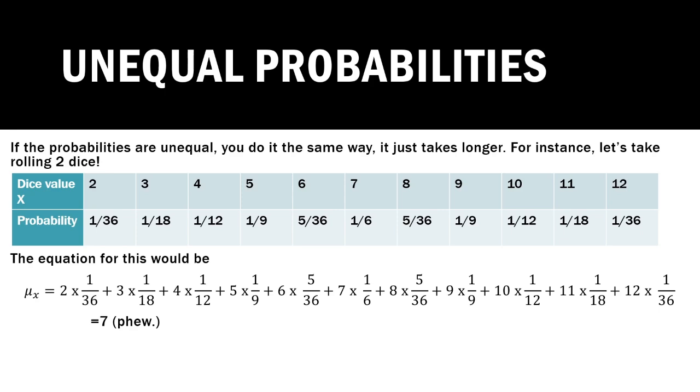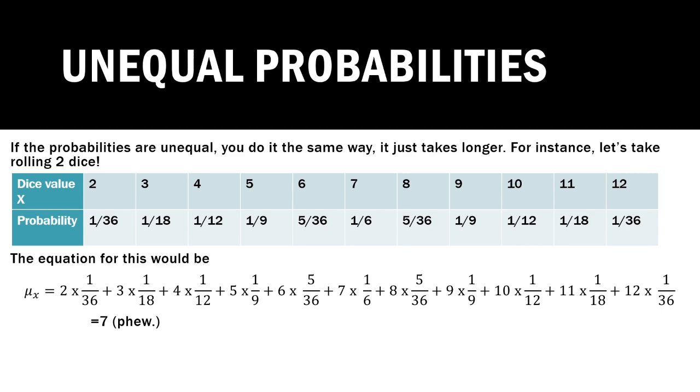If probabilities are unequal, it's going to be done the same way. It's just going to take a little bit longer, and we don't get to compact it. So let's take rolling 2 dice. Obviously, rolling 2 dice, the likelihood that we're going to get a number in the middle is a lot more likely than one of the extremes. So you can see here, probability of rolling a 2 is 1/36. Probability of rolling a 3 is 1/18.